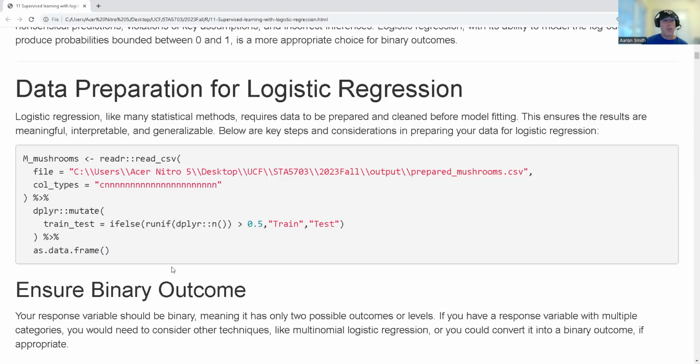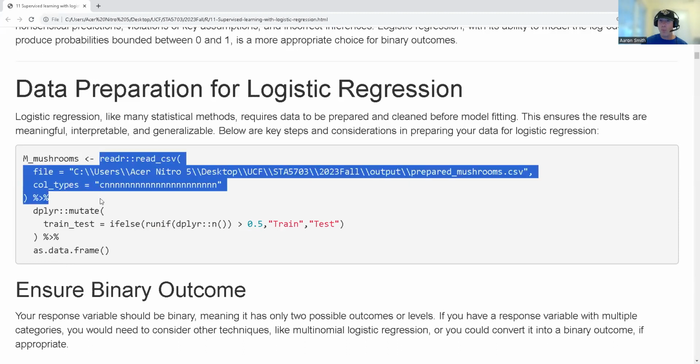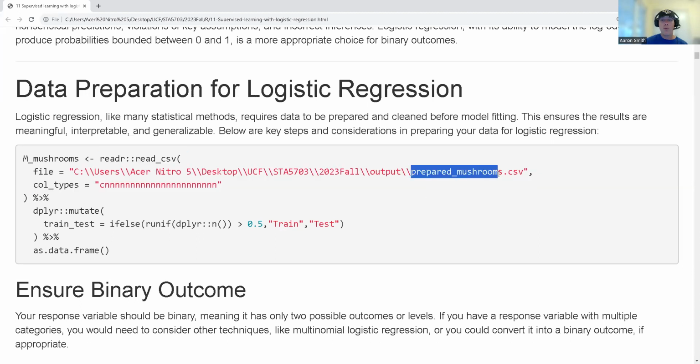All right, so now let's talk about some data preparation for logistic regression. So first thing I'm going to do, I'm going to load my data. If you recall from the previous video, I already went through and prepared the mushrooms data set. So here, 1 is edible, 0 is inedible or poisonous.